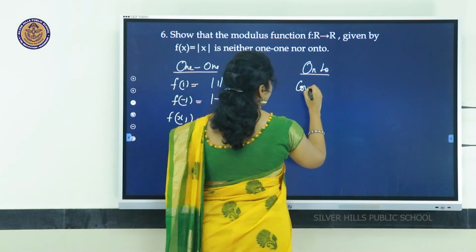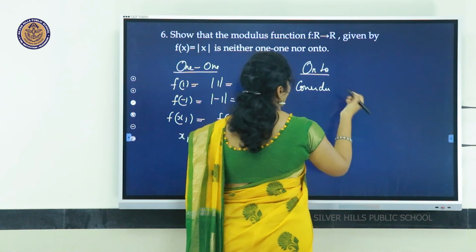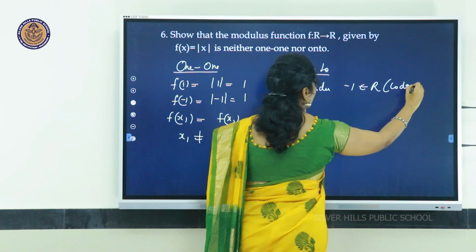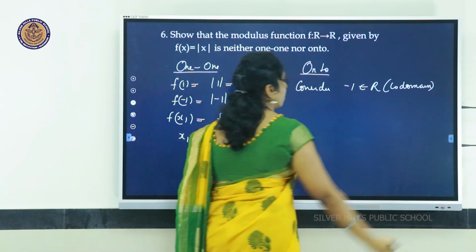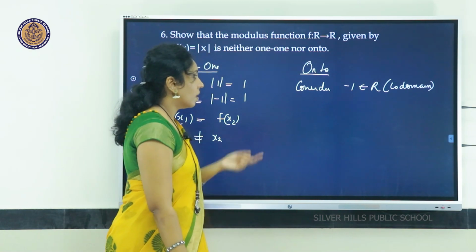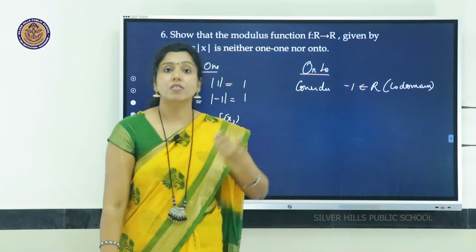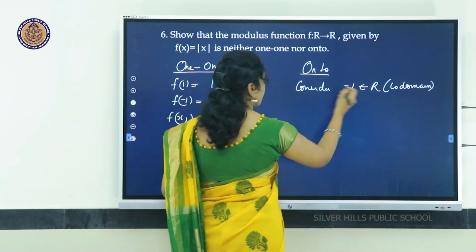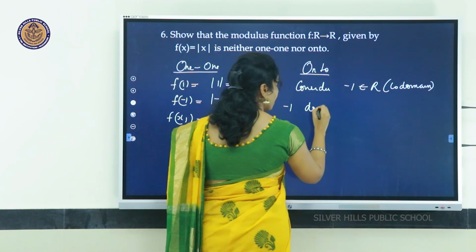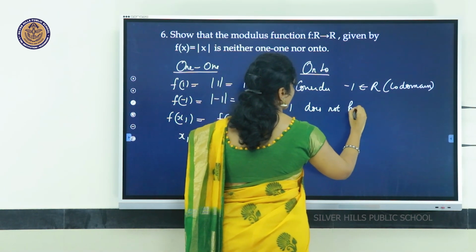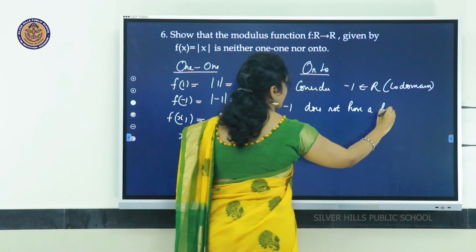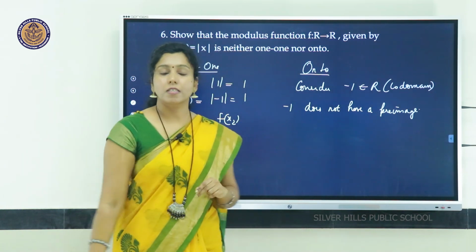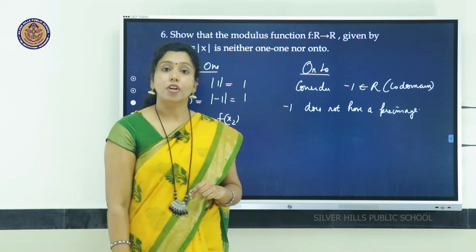So, consider -1 in R. Which R is this? Codomain. Modulus of what gives -1? No number. So, there does not exist a pre-image for -1. So, this example is enough to prove that the given function is not onto.